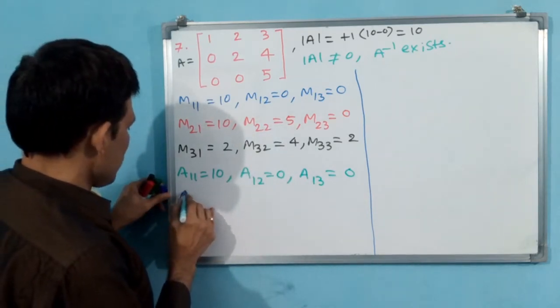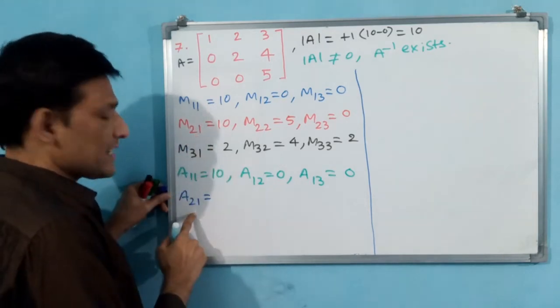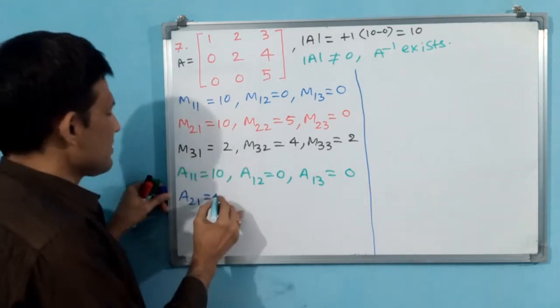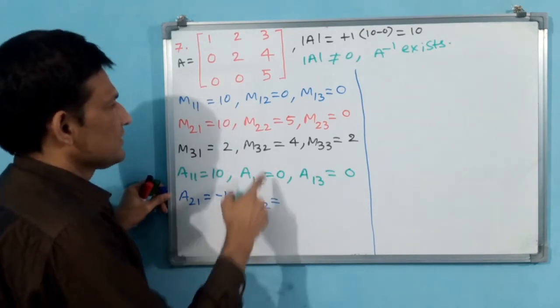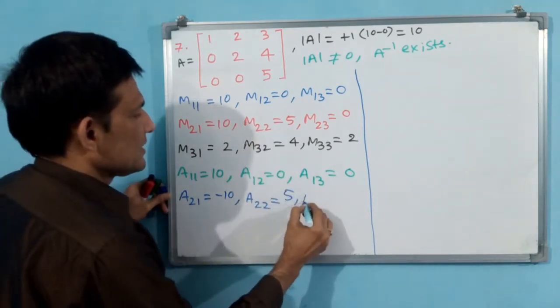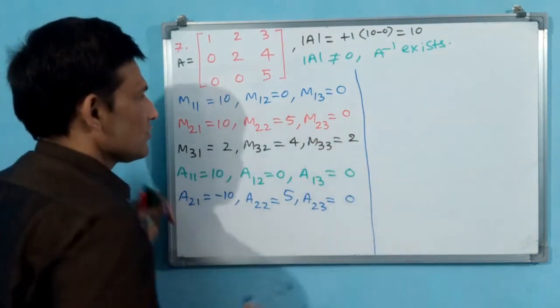Now A21. See, A21 sign has to be changed. 10 means minus 10 you write. A22. Plus sign. Same. 5. A23. Sign to be changed. 0. For 0 there is no sign.